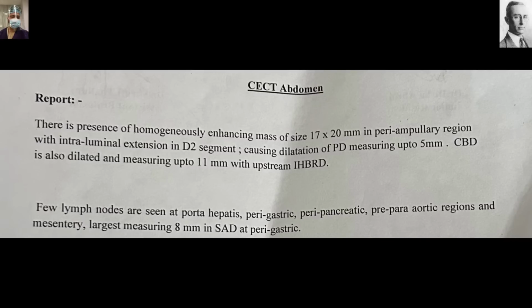So on CT scan, there is a presence of a homogeneously enhancing mass of size 17 into 20 mm in the periampullary region with intraluminal extension in the D2 segment, causing dilatation of PD measuring up to 5 mm, and CBD is also dilated measuring up to 11 mm with upstream IHBRD.